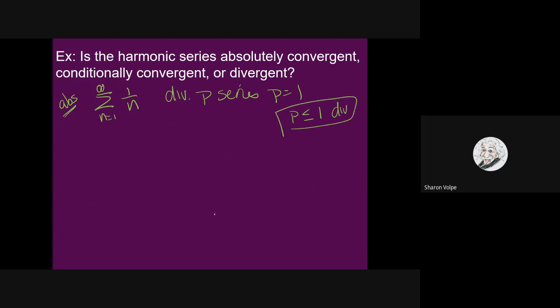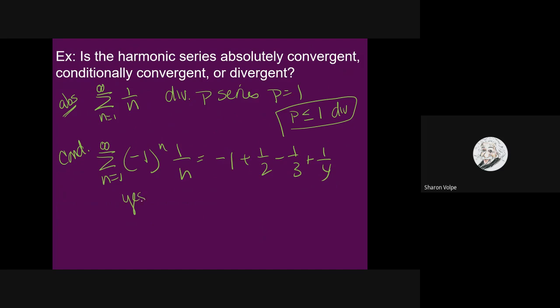That's the test. Now I'm going to check for conditionally convergent. I am going to make this series alternate. I don't care if the first term is positive or negative. If the series alternates, does the series converge? Let's see, I plug in 1, 2, 3, 4. Yes, convergence. Terms alternate, decrease, and approach 0.